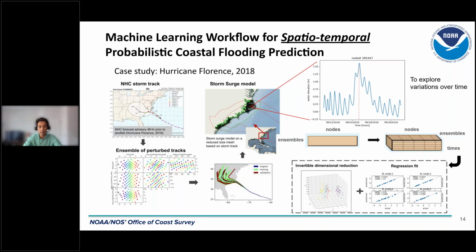We also extended this framework to work with water elevation time series to have probabilistic prediction of water elevation over time and find when those maximums are going to happen at each location. If you go to the next slide.